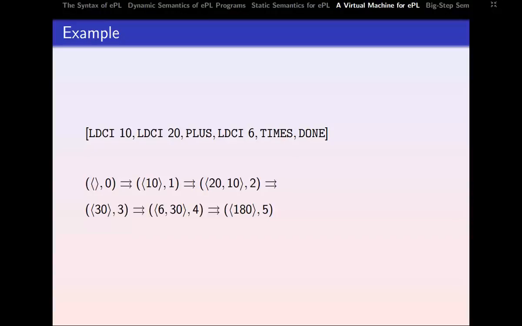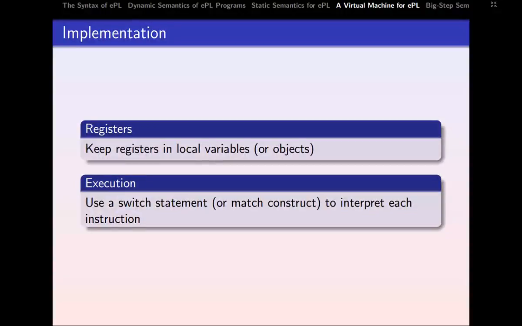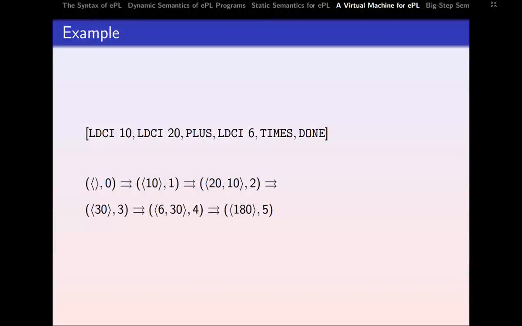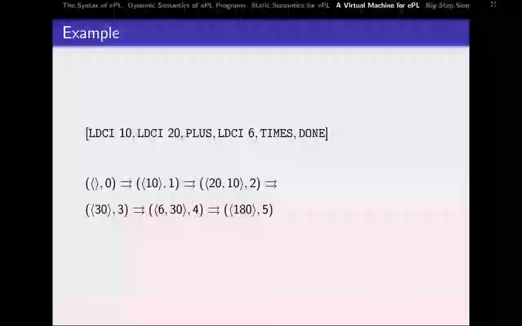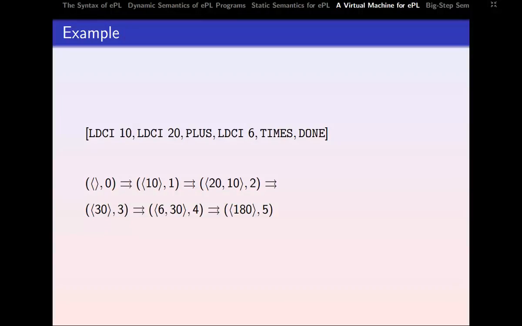So this is an example, right? We're starting from a state where the stack is empty and the program counter is 0. We have the program that is shown above. The first instruction pushes 10, and you see 10 in the stack, and we moved on to the next instruction. Then the next pushes 20, so you see 20 and 10, when moving on to the second instruction. Then we perform the plus. The result of the plus is at the top of the stack. We move to the third instruction.